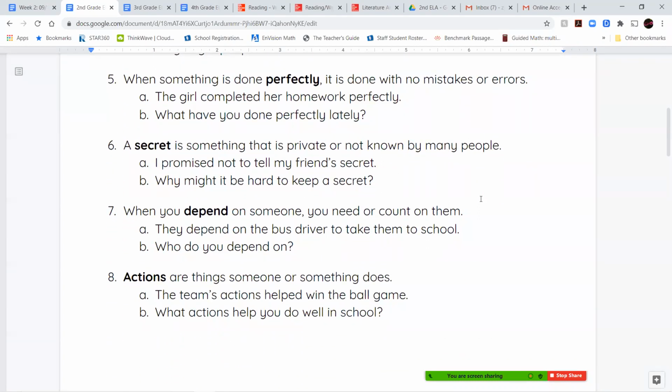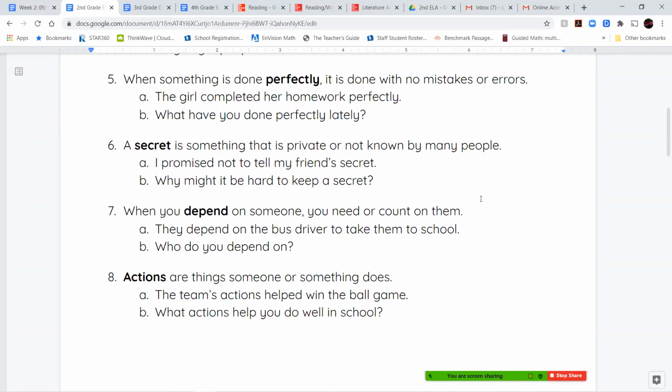Word number 6 is the word secret. A secret is something that is private or it's not known by many people. So if you tell your friend a secret, you're sharing something with them that not everybody knows, and probably something that you may not want everybody to know. So you can say, I promise not to tell my friend's secret, or you can ask, why might it be hard to keep a secret?